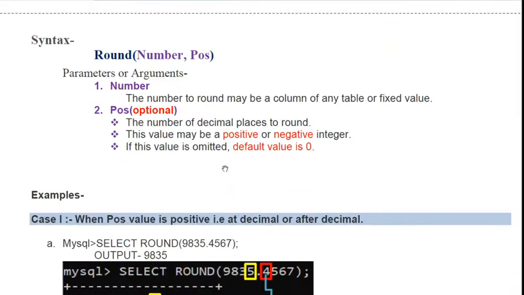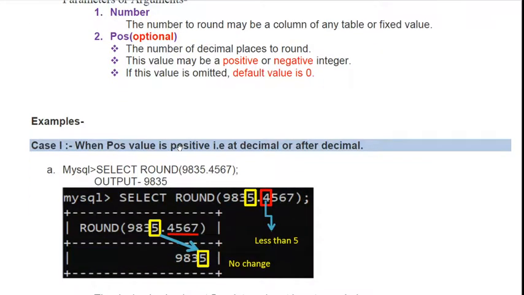Now the syntax of the round function. It uses two parameters. First one, number. The number to round may be a column of any table or a fixed value. And second parameter, position. It is optional. The number of decimal places to round. This value may be a positive or negative integer. It is up to you. If this value is omitted, means data is not given, then the default value is 0. Default position is 0. 0 means decimal.